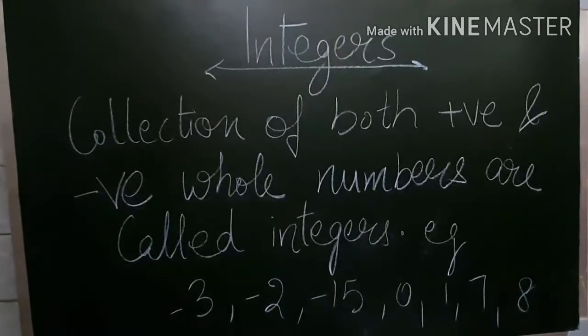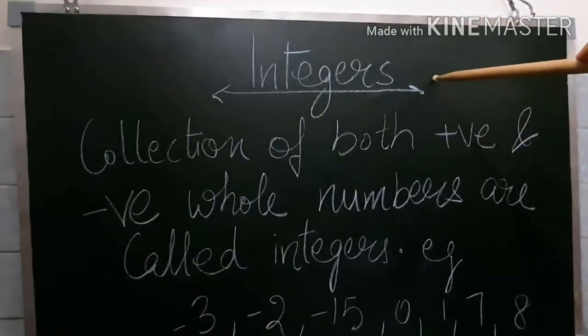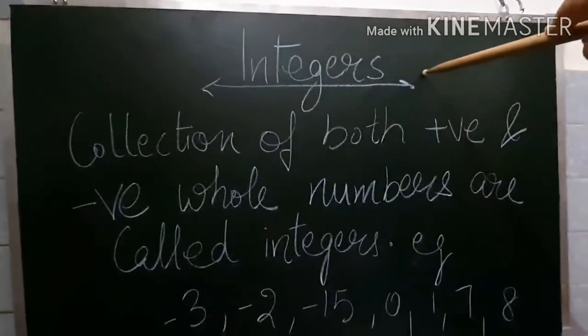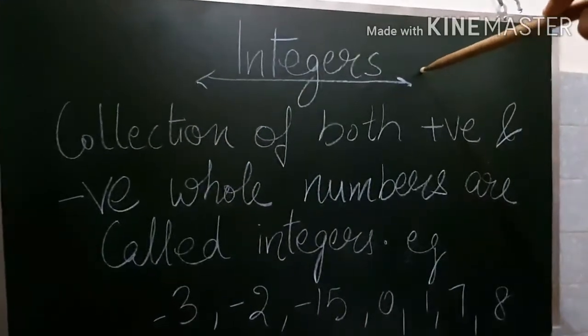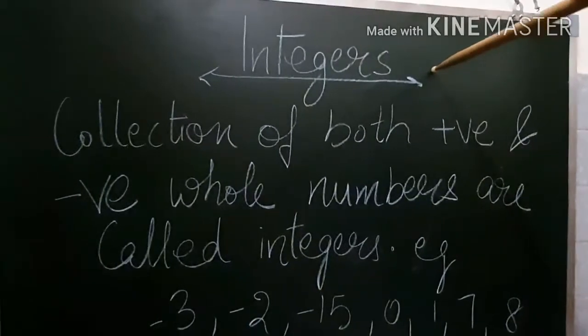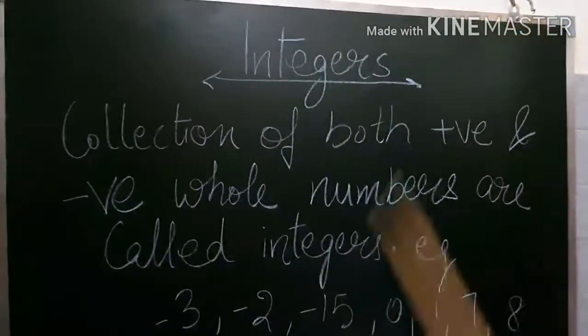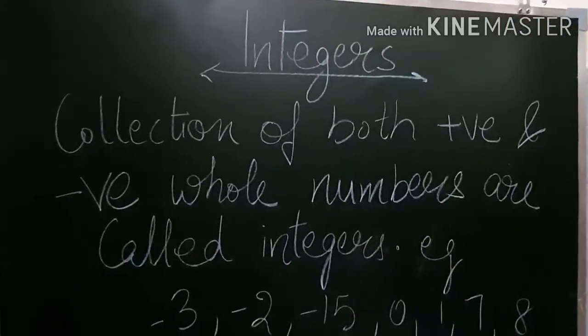After a very long break, I am back with my new series of integers. Now let us first learn about what are integers. Generally we know whole numbers which are from 0, 1, 2, 3, 4 and so on. But what about the negative numbers?